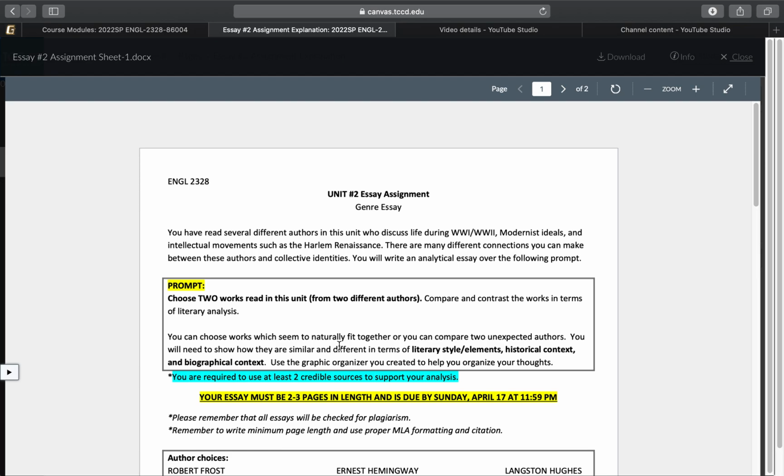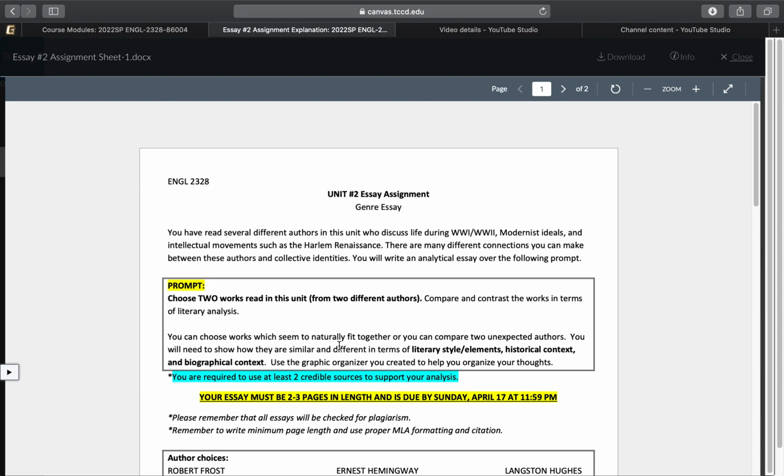So for this one, it's actually another very simple prompt. You're going to choose two of the works that you read in this unit from two different authors, and you're going to compare and contrast them in terms of literary analysis. As I said in the first essay, the most important thing is that you analyze these pieces of literature as pieces of literature. So you're going to choose works that either naturally fit together, or maybe you can choose two things that don't seem to naturally fit together, but you show your audience why they actually do, whether it's comparing or contrasting different literary elements within them.